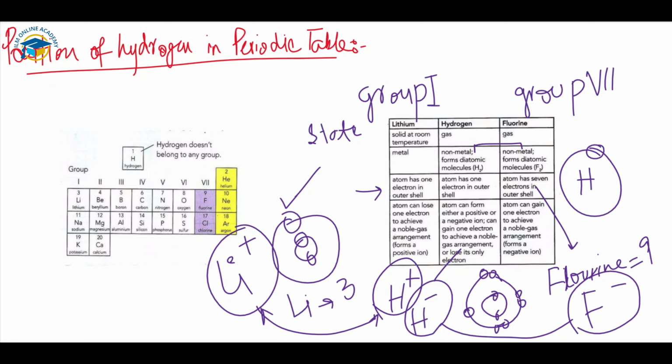That's why we can't place hydrogen in any group. In modern tables it is left by itself, as you can see here, just because of its unique and distinctive properties.